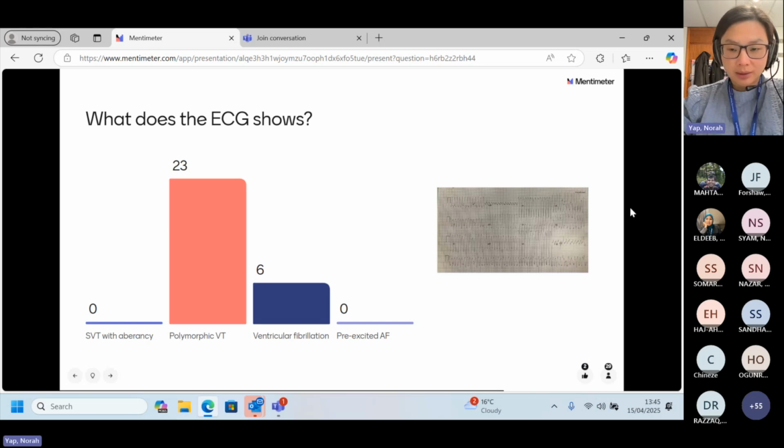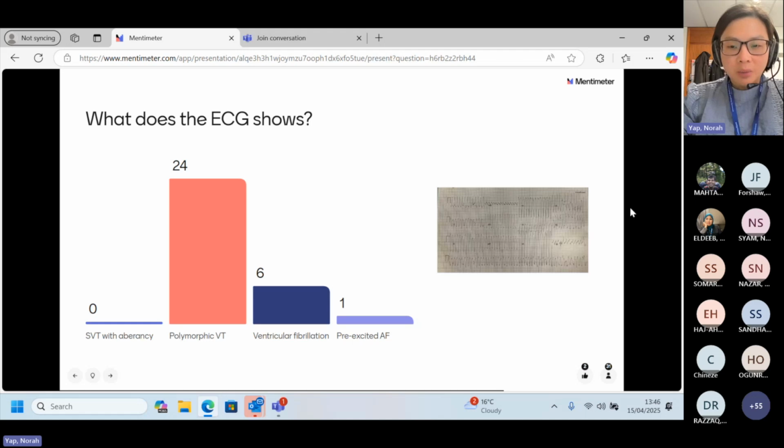So the child is still alert, talking to you. Okay, I think that's 31 response, fine. Yeah, so whoever answered pre-excited AF, you are the winner. So this is pre-excited AF. The reason this is not VF is because you would have lost your cardiac output. You wouldn't be alert and talking with a normal blood pressure if this is a ventricular fibrillation.